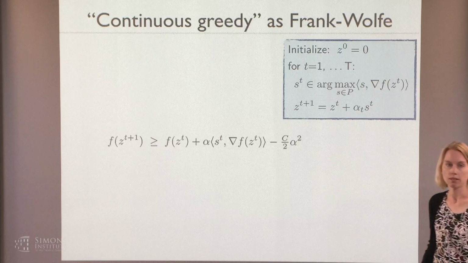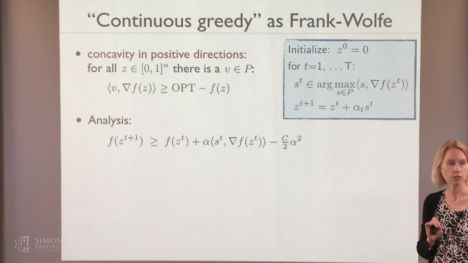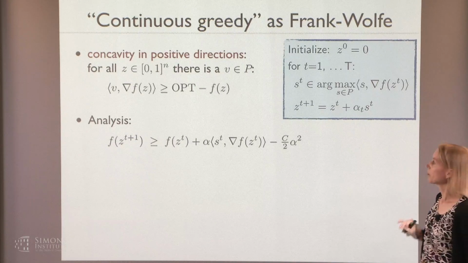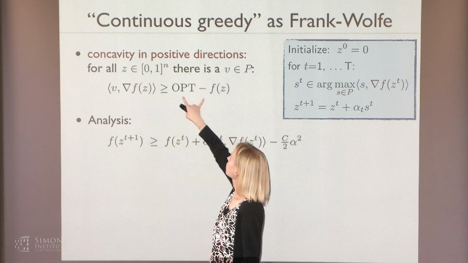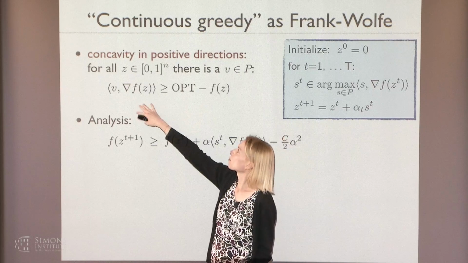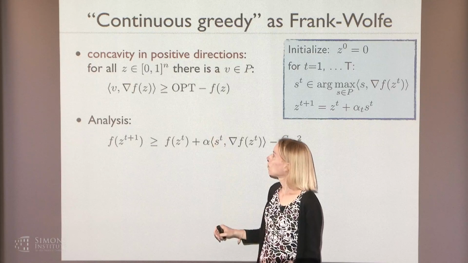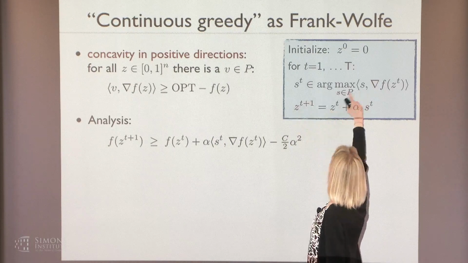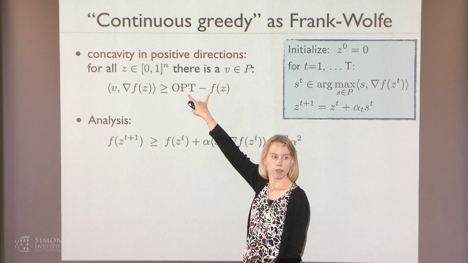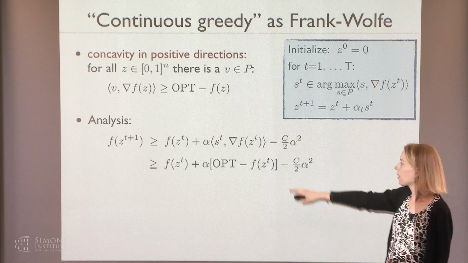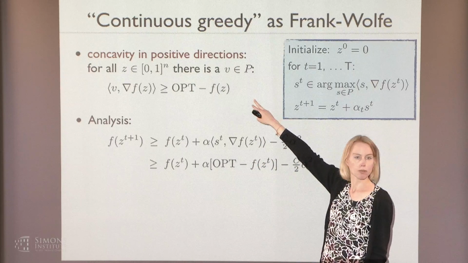So here we don't have convexity, but what we have is diminishing returns, which gives you actually concavity in the positive directions. And what they showed in the paper is that there is a point where the inner product is upper bounded by opt minus your current point. So basically the current gap. And we know that when we are doing the argmax here, we are actually finding the best possible point. So we are certainly at least as good as this, because we're finding the argmax. So we can just plug it in here. It's just replacing that inequality up there that we got from diminishing returns.